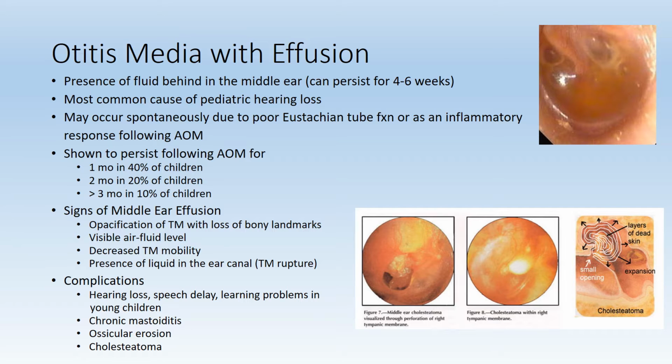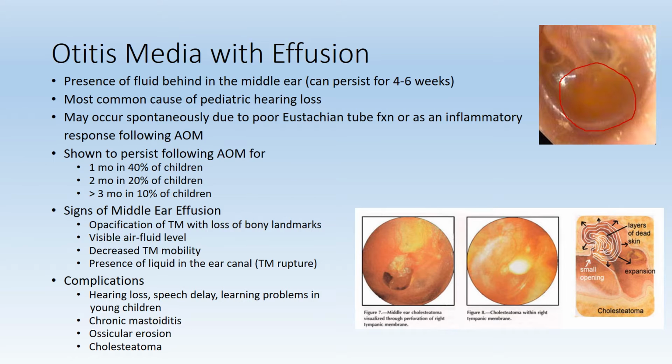Signs of middle ear effusion include opacification of the tympanic membrane with loss of bony landmarks, visible air fluid levels, decreased tympanic membrane movement, and the presence of liquid in the ear canal. So you can see here there is that sort of glue-like appearance of the tympanic membrane. You can also see some bubbles up in the upper portion of the tympanic membrane.